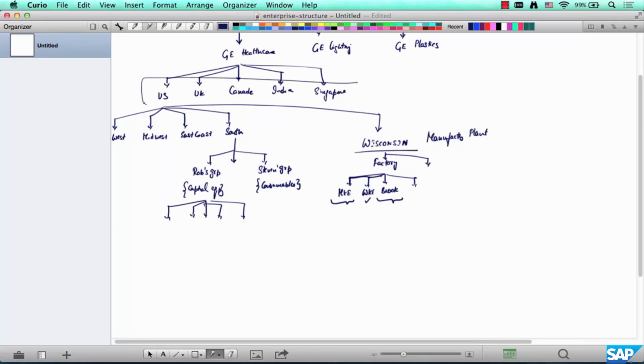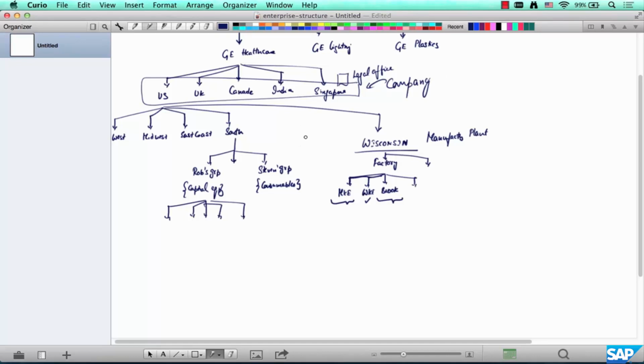In this case, each country represents a company. Because if GE Healthcare wants to do business in Singapore, it has to go set up a legal office there and do their business. So it's a company, where the profit and loss, the balance sheets, assets, liabilities are maintained at this level.